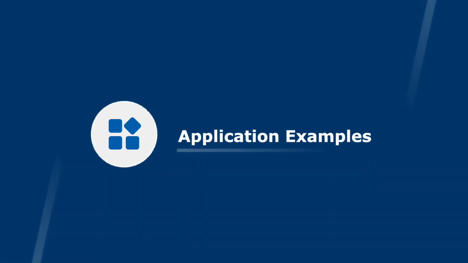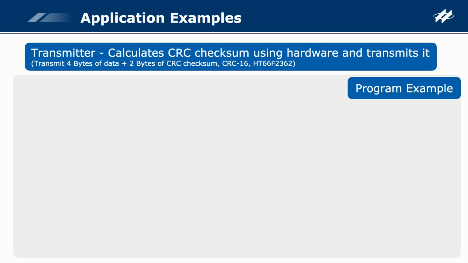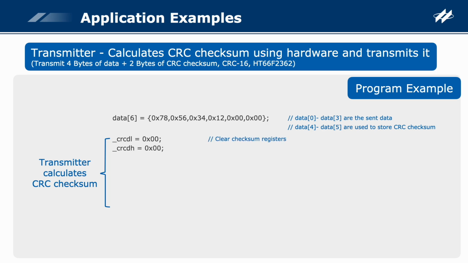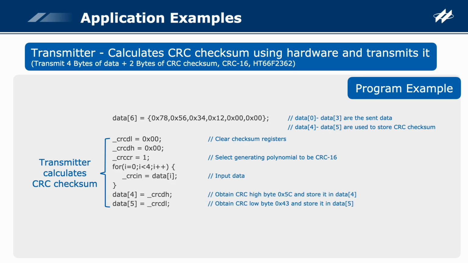Application examples. Take the HT66F2362 as an example and calculate the CRC checksum using hardware. We set to send 4 bytes of data and 2 bytes of CRC checksum. The first step is to clear the checksum register. The second step is to select the generating polynomial. The third step is to write the data into the CRCIN register sequentially. Then obtain the result. Finally, send the data and the CRC checksum.